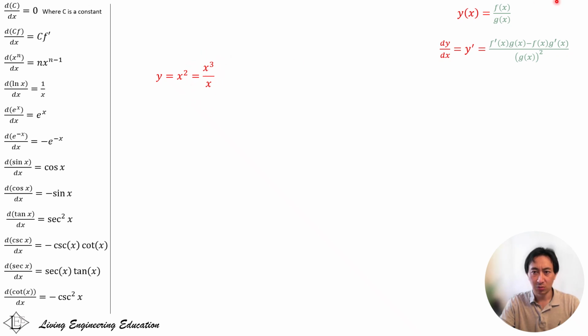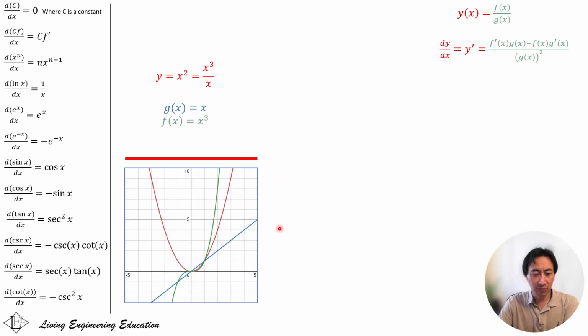So x cubed is going to be my f of x in my numerator. x will be my g of x. And then we'll take the derivatives and plug them into this formula. All right, so I have x and x cubed, right? f of x and g of x. So if we graph it, this is not too interesting, but x squared is what I'm focused on, right there.